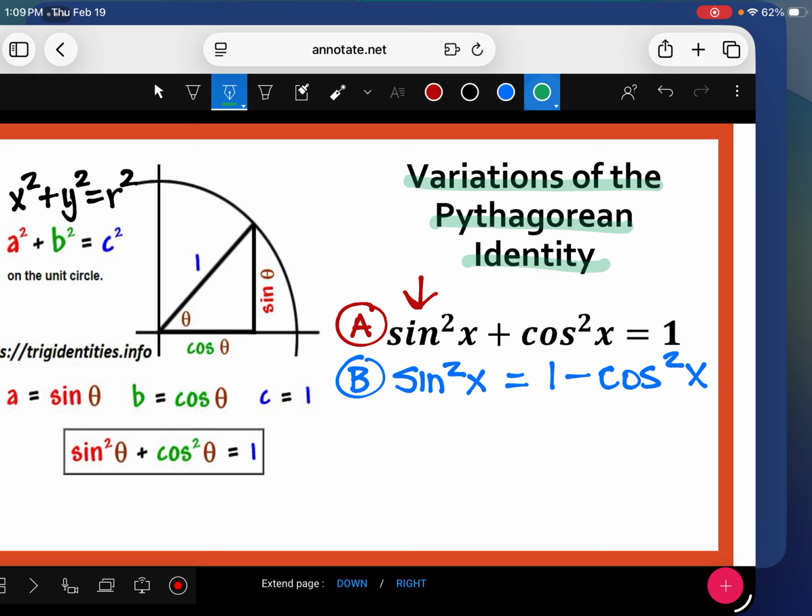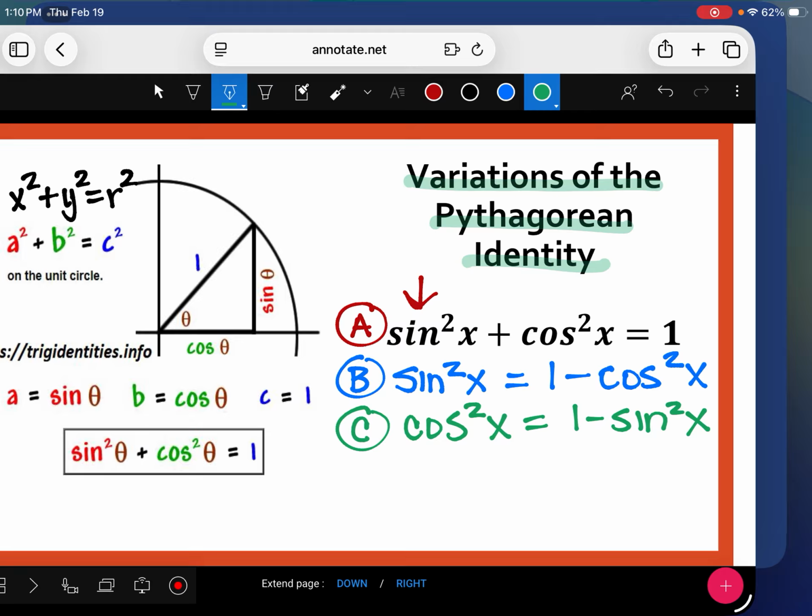And lastly, if I wanted to take equation A and solve it for cosine, then I would do what? Subtract what? 1 minus sine squared x. This is very, very, very important that you know this.